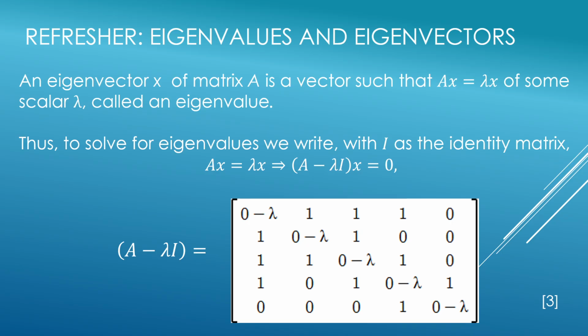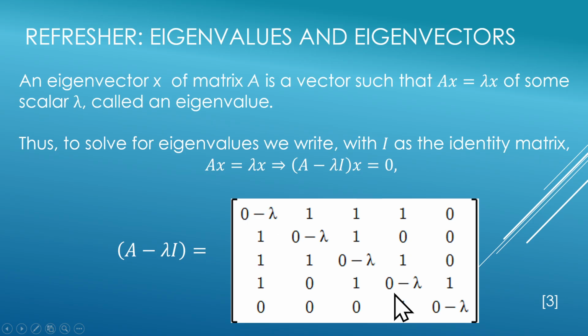So if we remember our eigenvalues and eigenvectors, an eigenvector x of the matrix A is a vector such that matrix A times that vector x results in just scaling that eigenvector x by some scalar lambda. That lambda we call an eigenvalue. And so to solve for the eigenvalues, we would algebraically simplify it as A minus lambda times I, I being the identity matrix, since lambda is just a scalar, so we can't subtract it from A without making it into a matrix. And so that then equals 0.